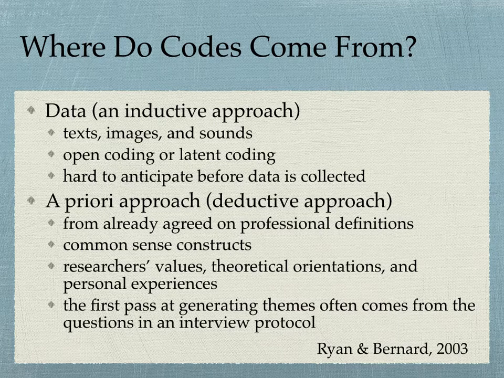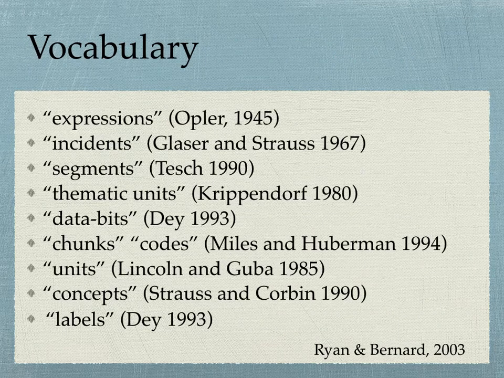And sometimes, again, they come from your interview protocol. So with a deductive approach, you're coming into the data with already a set of ideas of what you're looking for. But that doesn't necessarily mean that you have a code book completely set up. You will identify your codes, but you will probably also be surprised by new things that you find in the data. And so, what are codes?